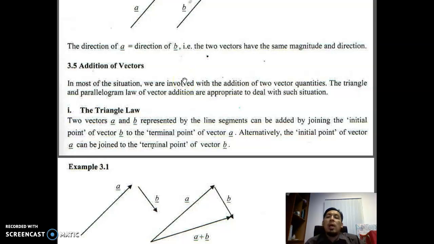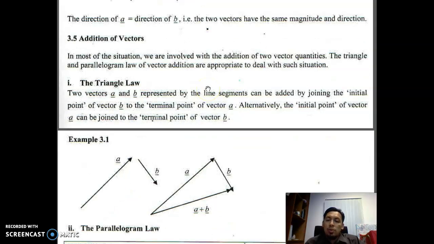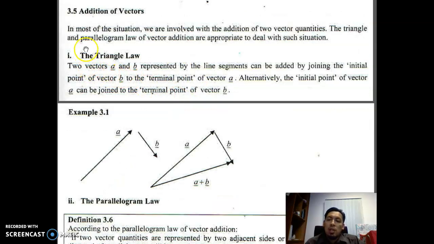How do we sum and how do we subtract vectors? Okay, we are going to first look at it graphically. First, it can be solved for addition of vectors by using the triangle law. The name is triangle law because in order to solve it, you will need to draw a triangle shape.